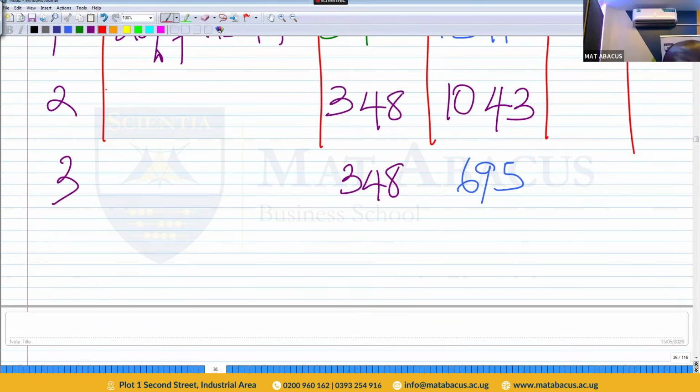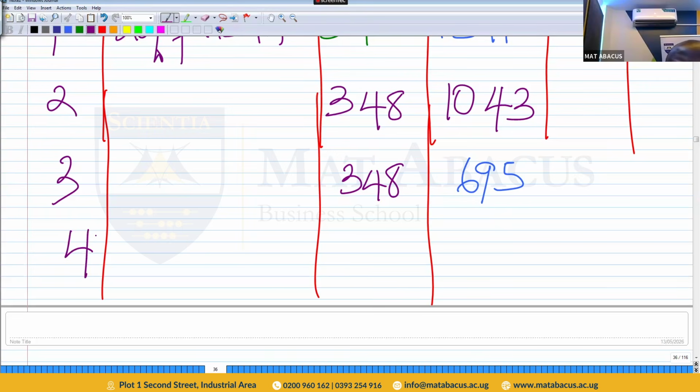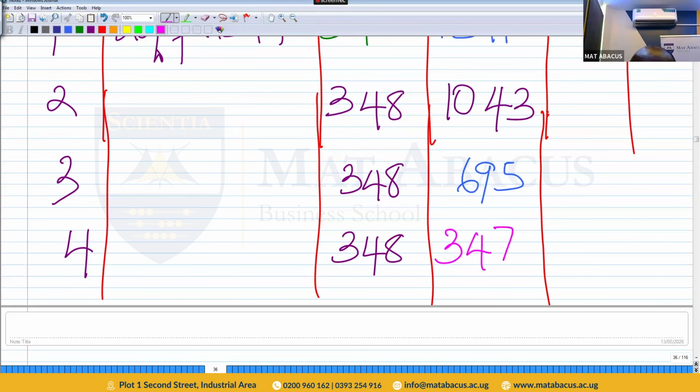We are continuing. The asset is 5 years. In year 4, I still maintain the same TAD, but the balance drops. The balance drops to what? Subtract 695 minus 348. You will be left with 347.